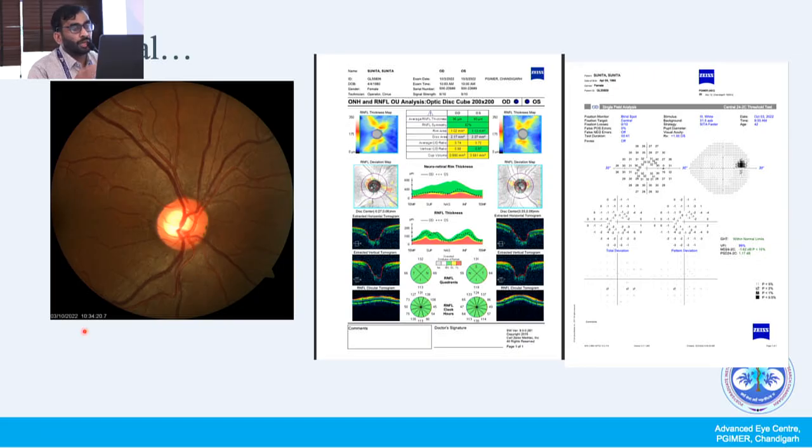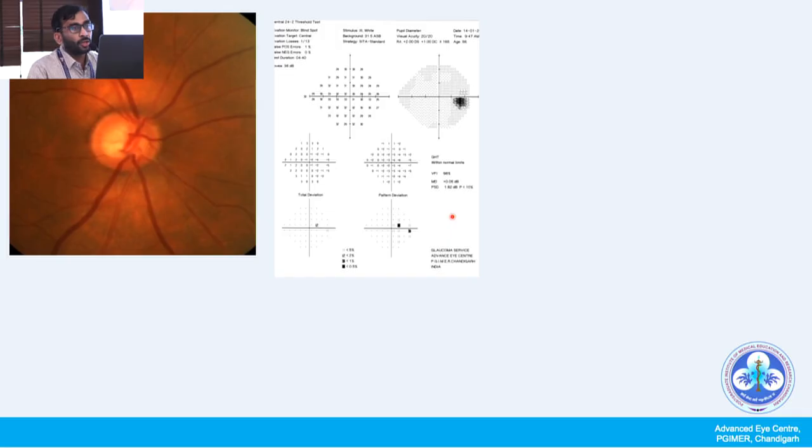So what's normal? Here is a 60-year-old male patient with a normal looking, pink disc, and the OCT shows all parameters looking normal with the corresponding field. Always match it with the disc picture and the visual field also, don't look at the OCT only. Look at this disc, you can guess this may be a normal disc. The field is not much contributory in these patients.